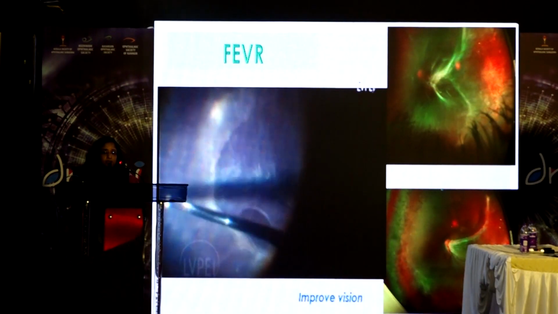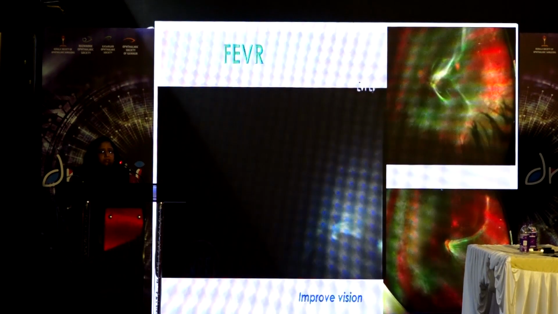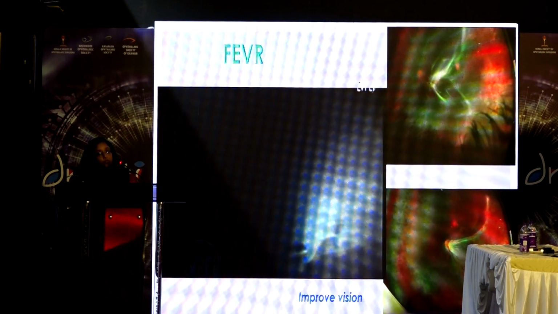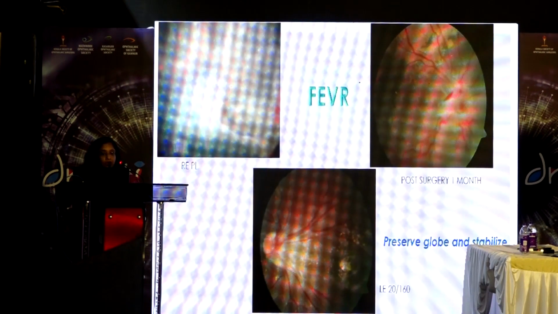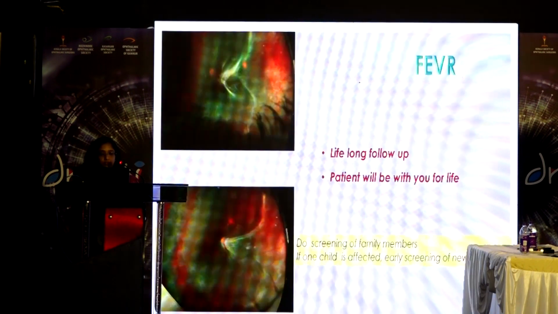And these are other cases of stage 5. The aim of the surgery is to remove the membrane, and you can see that the retinal fold may not settle completely, but the vision could be maintained and the globe could be preserved. This again is the right eye of this child, 16 years old, and the left eye was having 20/160. Underwent surgery. This is the postoperative picture. The vision did not improve much, but the globe could be salvaged after the surgery.